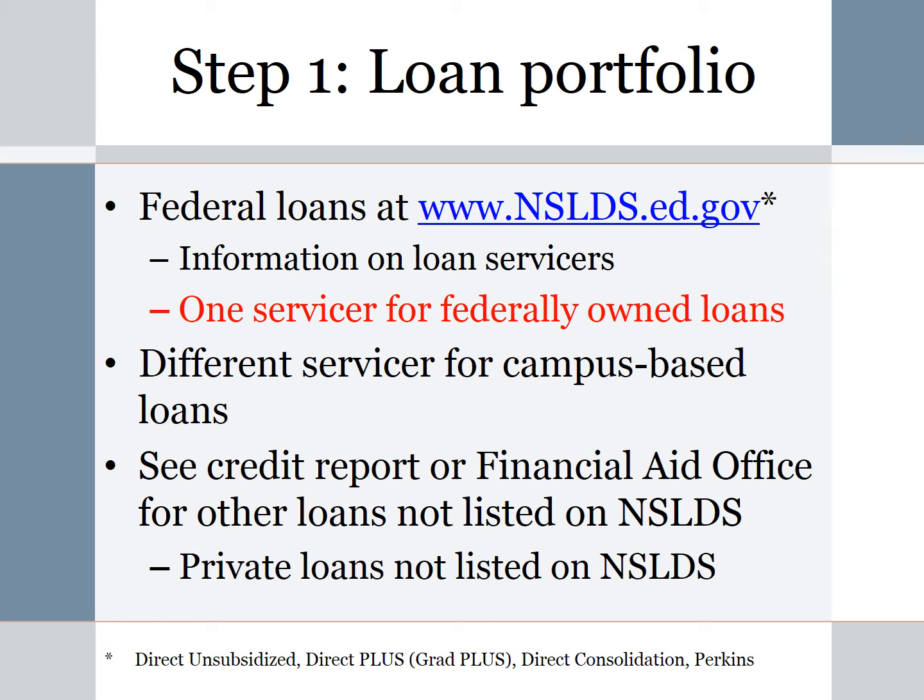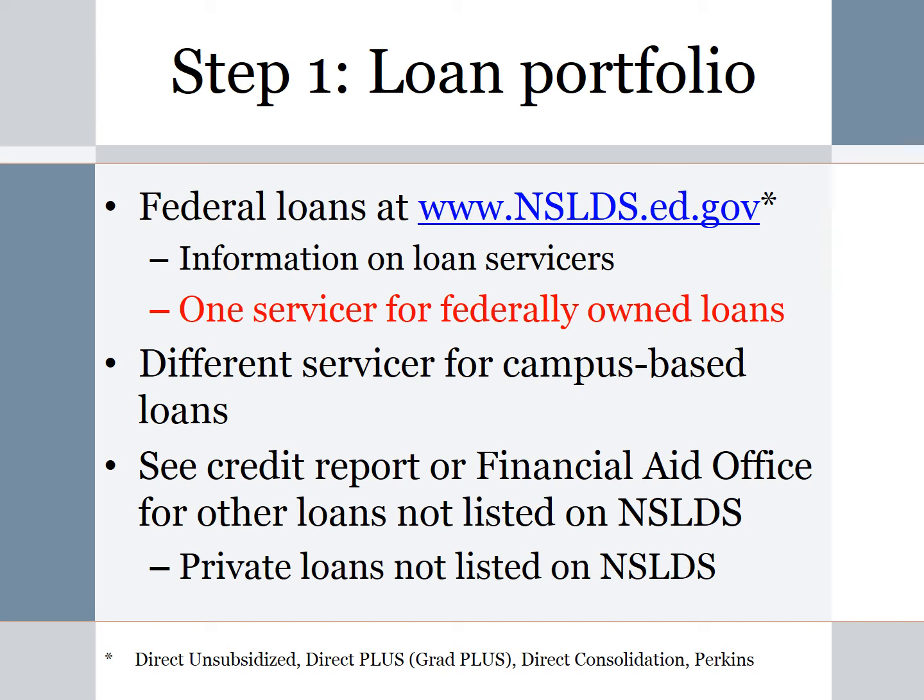One of the advantages we've seen recently for graduates is that all of your federally owned loans should be with one loan servicer. So you may have, for example, 4 direct unsubsidized loans coming out of podiatric medical school and maybe some Grad Plus loans as well, but they are likely all with one loan servicer, and that negates for many of you the need to consolidate. You may have a different loan servicer for any campus-based loans. These would be loans directly from the school, such as Federal Perkins.